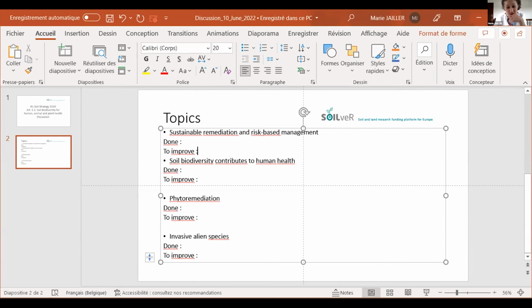For example, for the sustainable remediation and risk-based management, we can look at what is done and what is already experimented and what has to be improved, and so on for the other topics. So for sustainable remediation and risk-based management, I think that this way of management is known today, is used in several countries, but there are, again, some people with a misunderstanding, thinking that we leave a pollution. So there is to improve the communication to people with this. And I think it is a topic to stay with importance in the soil strategy. And to encourage other countries to use it.